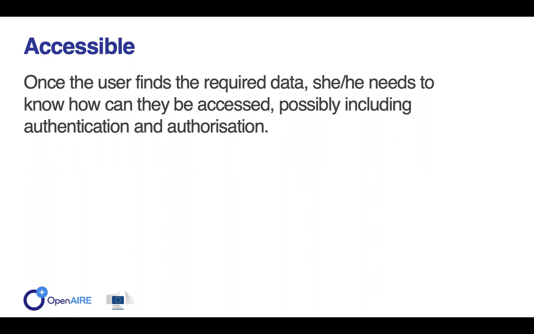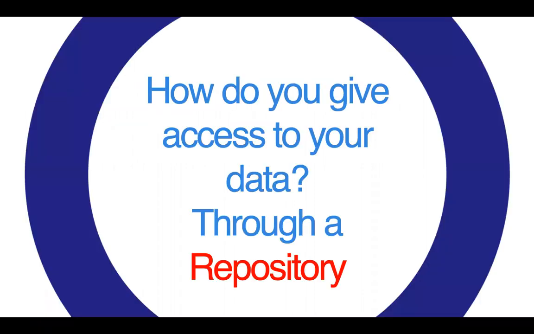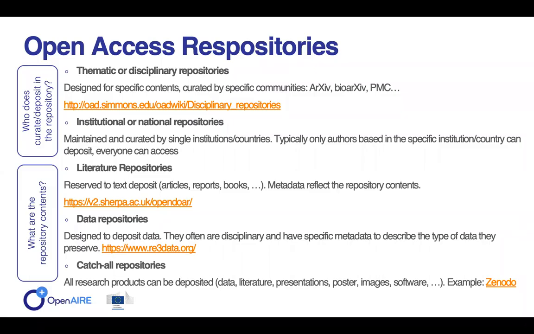But how can you give access to your results? Again, you can use a repository. We have many types of repository. We can distinguish them by who is curating and using the repository. So we can either have thematic or disciplinary repositories, like arXiv, for example, or institutional or national repositories. For example, France has a national repository, which is called HAL. And typically, only people that come from a specific institution or nation, or are from a specific discipline, can use these kinds of repositories.